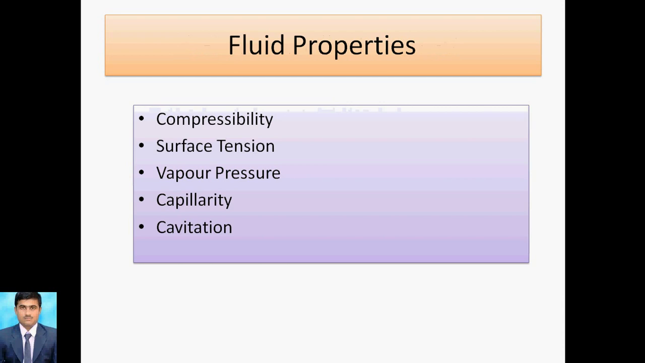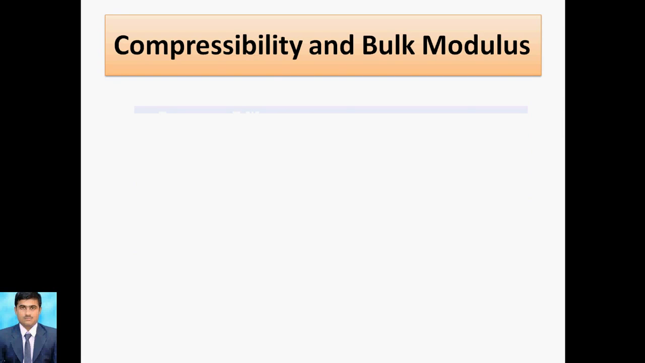First of all, we look at the fluid properties. In the last lecture, we discussed density, specific weight, specific gravity, and specific volume. Now we discuss first compressibility, second surface tension, third vapor pressure, fourth capillarity, and last cavitation. First of all, we discuss compressibility and bulk modulus.